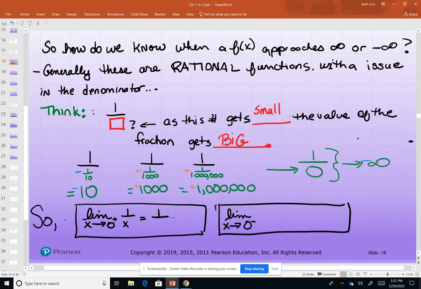We get 1 over positive 0, which is positive infinity. And then over here, as x approaches 0 from the left, these are negative values, so we get 1 over negative 0, which of course is going to give me negative infinity. So thinking about this as the number on the bottom gets smaller and smaller and smaller, the actual fraction is getting bigger and bigger. All right, and that's how we get to infinity, because infinity is bigger and bigger.